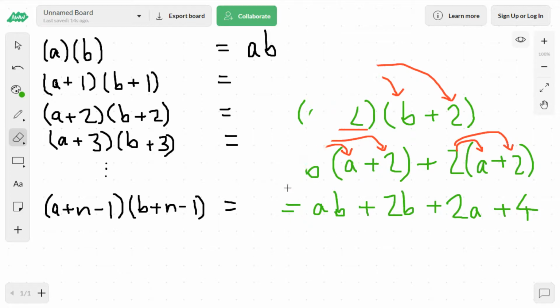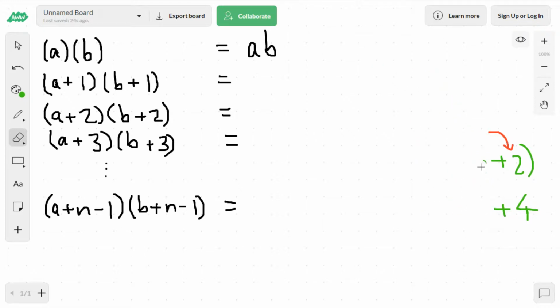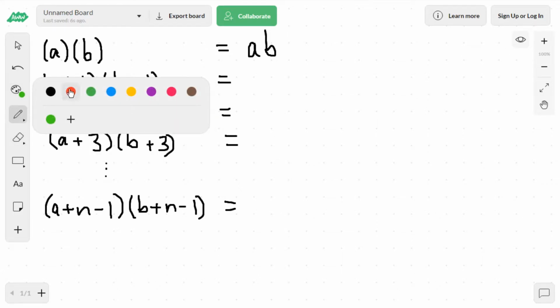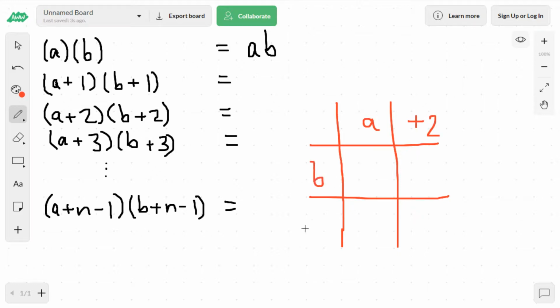Now, you might have heard of FOIL and stuff like that: first, outside, inside, last. And yeah, we could use FOIL here. We could use other stuff too. One thing that's become popular in schools is to do this grid thing where we make a grid. We'd say we've got A here, plus 2 over here, B here, and plus 2 over here. Then we just multiply these out.